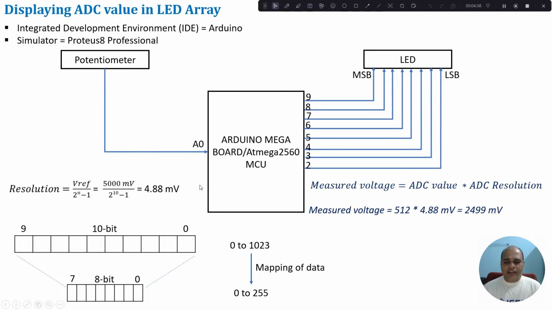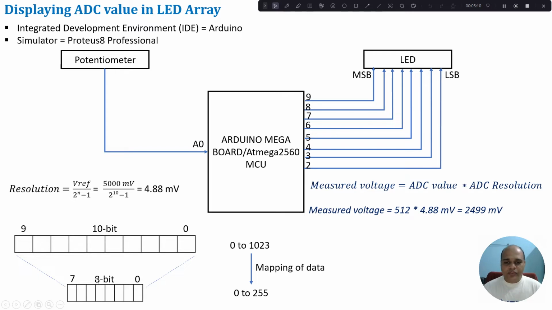So after the conversion process, what happens? We will get a value between 0 and 1023, since it is a 10-bit result. 2 power 10 is 1024, so we will get a binary value between 0 and 1023. In order to showcase this 10-bit value on our LED, we are going to map this 10-bit value to an 8-bit value.